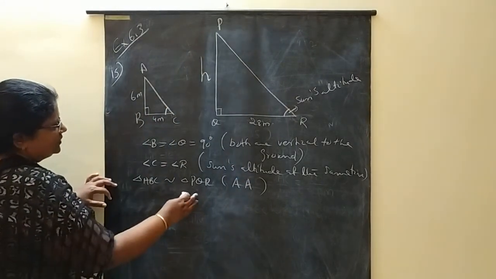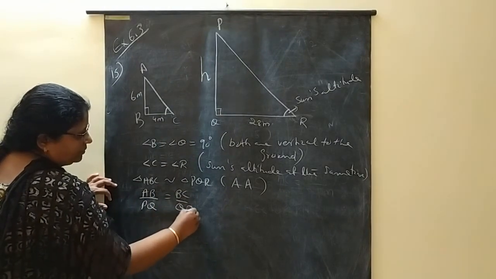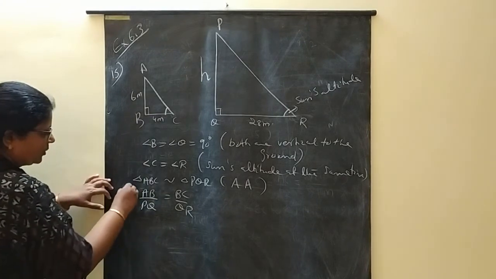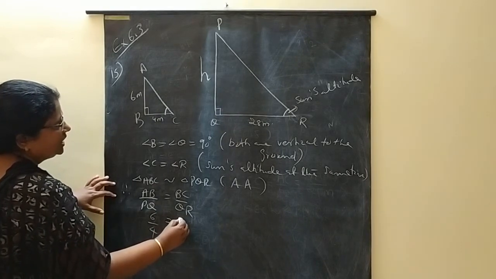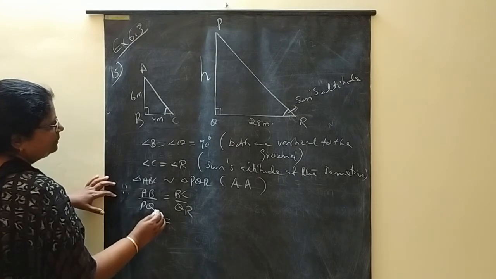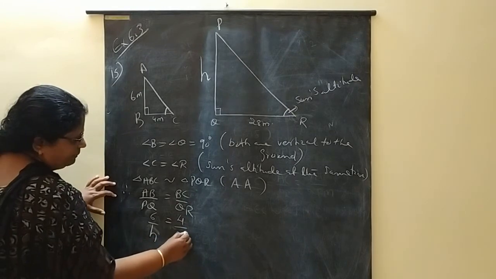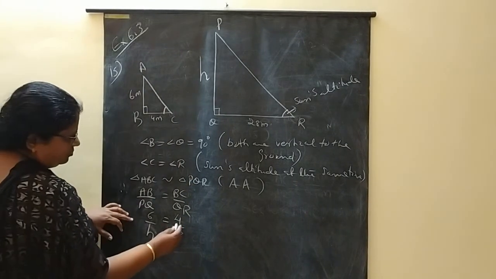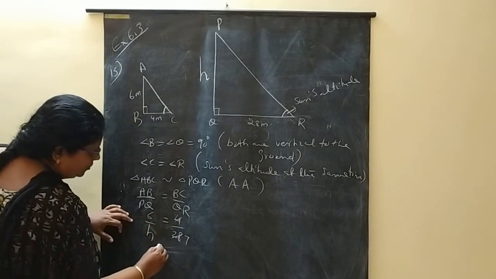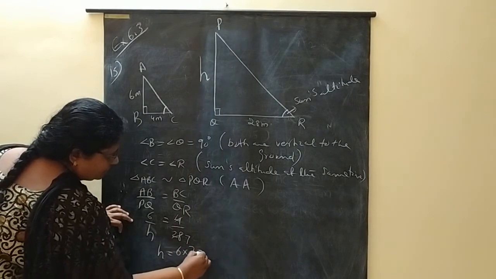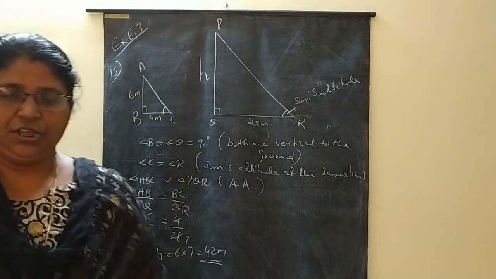So when two triangles are similar, their corresponding sides are in proportion. So we are applying 6 by 4 is equal to AB by PQ, that is 6 by H is equal to 4 divided by 28. So 4 and 28 we can cancel to get 7. Cross multiply, you will get H is equal to 6 into 7, that is 42 meters. So the height of the tower is equal to 42 meters.